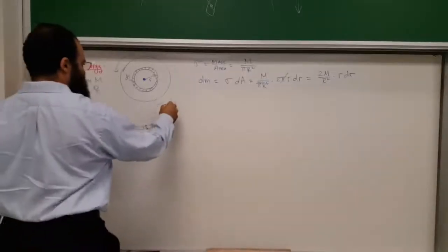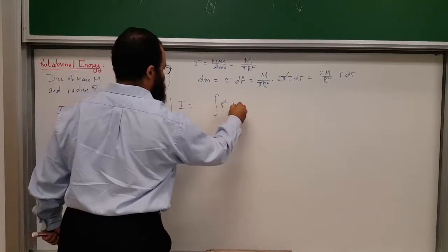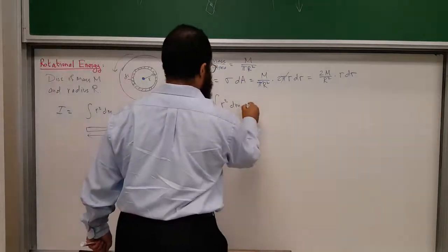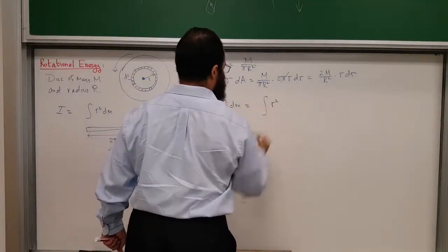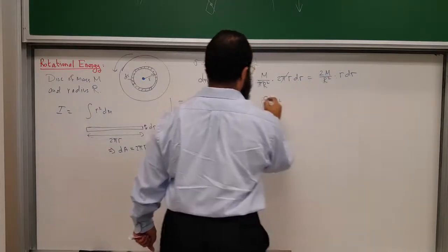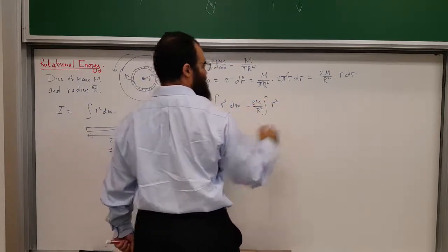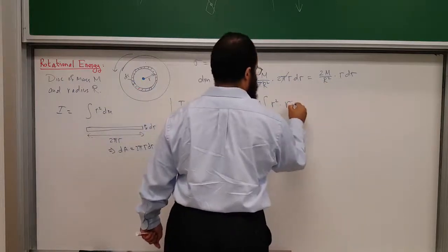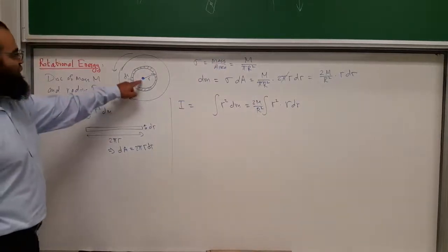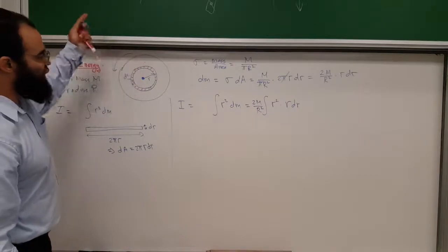Let's write down now our moment of inertia. The moment of inertia will be the integral of r squared dm, okay? And I will write the limits in a moment. So I have the integral of r squared times dm. But what's dm? dm is 2 capital M over capital R squared. I write them outside the integral because they're constant. And then the r dr will be inside because they are not constant. Now, where is the mass found? Well, the mass is found from 0 to capital R. Beyond capital R, there is no mass.